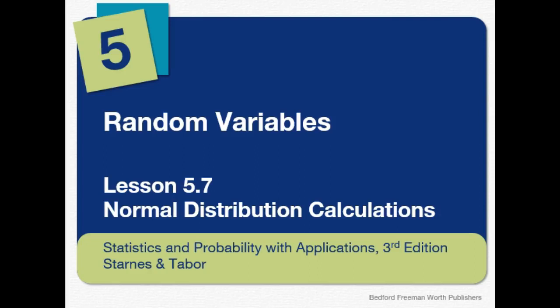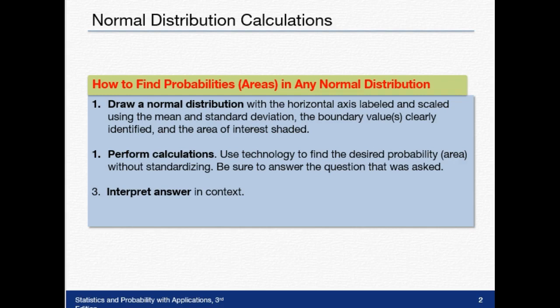All right, in 5.7, we're going to look at normal distribution calculations, but this time not just using the z-scores. So the first thing you need to do is write down these 3 steps, because these 3 steps are required for all normal distribution problems, calculation problems.